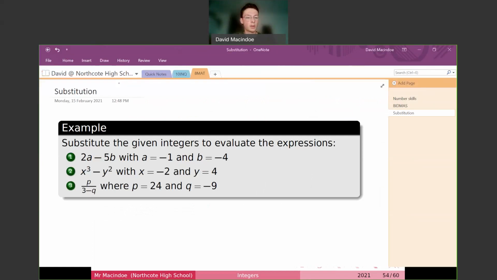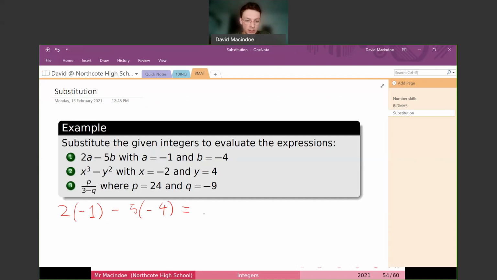So here we are with our first one, 2a take 5b, and we're told that a is -1. So I'm just going to replace everywhere I've got a, only in one spot, with -1, and then take away 5 by -4. So replacing b with -4, because that's what I'm told it is equal to. From there, I just need to use BIDMAS, my order of operations, to evaluate what I'm left with. So I've got two lots of timesing. Remember, if you've got a number next to brackets with nothing else, that's implied multiplication, so timesing.